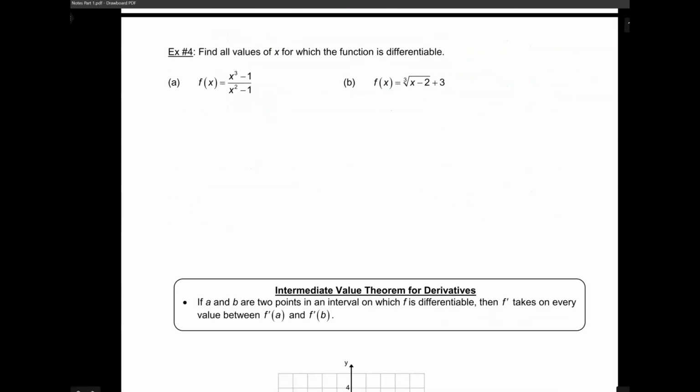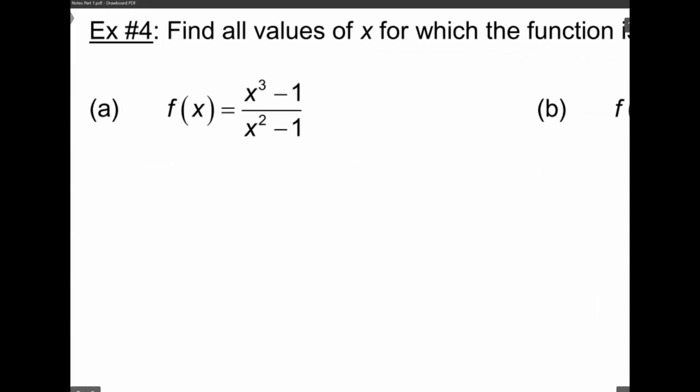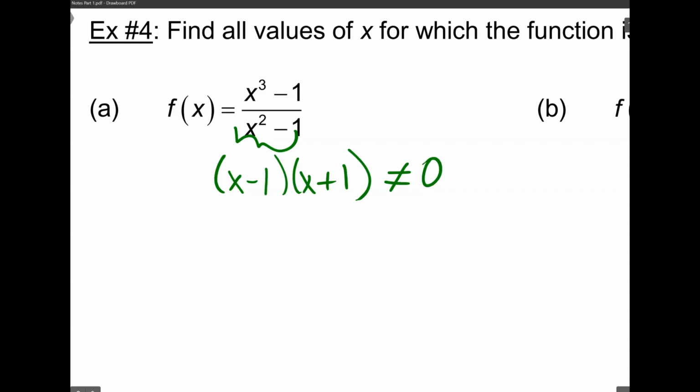Find all values of x for which the function is differentiable. Meaning, why don't we talk about where it's not differentiable? And it wants all values, aka we want the interval, like if I ask you for the domain. So, this is the same thing as saying x minus 1 and x plus 1. I know both of those cannot equal 0, so there are 2 points where I'm going to have vertical asymptotes, which are discontinuities.